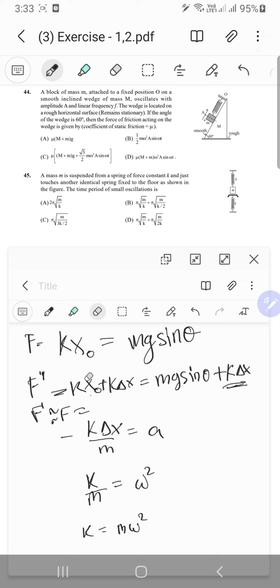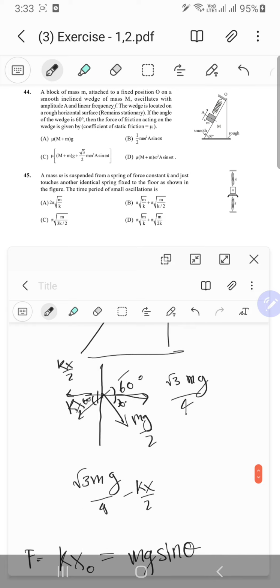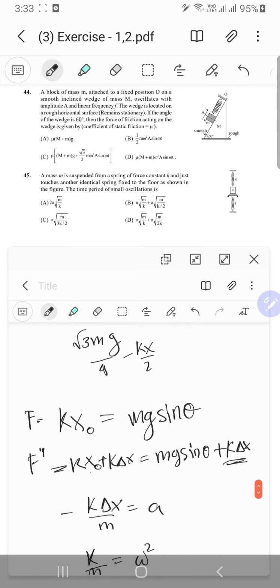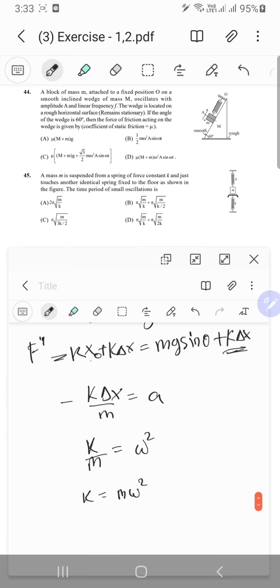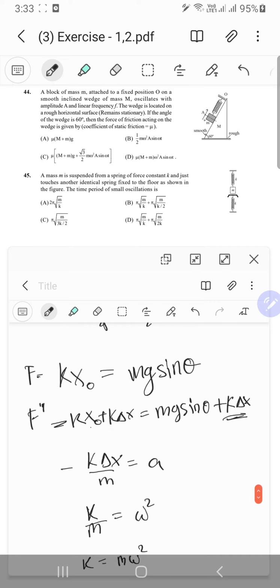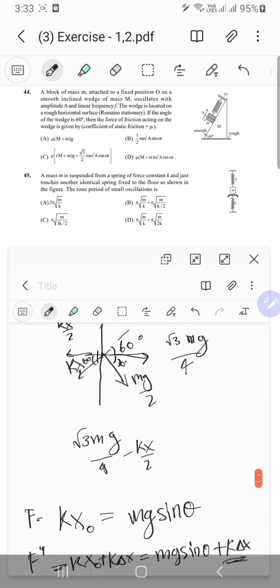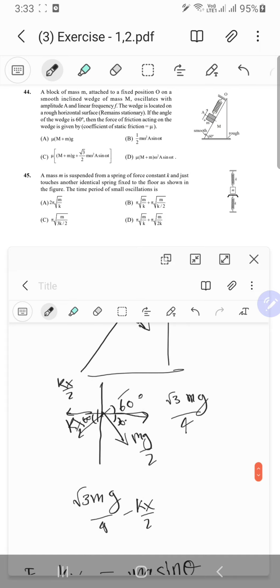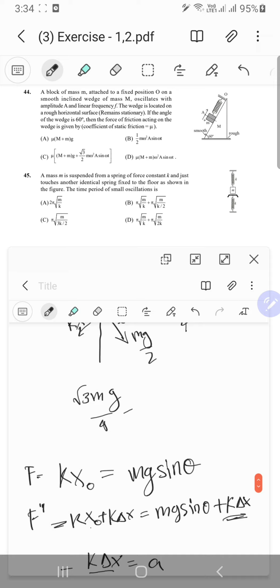Well, in fact, we already know what this thing is, right? K is mg sine theta. At the equilibrium position, it's going to be mg sine theta. We also know it's going to be m omega squared, so we can find what x naught is. But that's not what we want. Should we put this force over there? Well, yeah, we should. Maybe sine theta. It's going to be square root of 3 by 2, I guess.